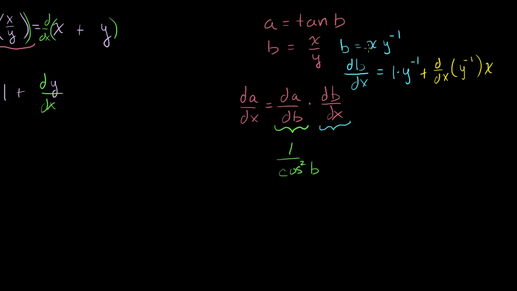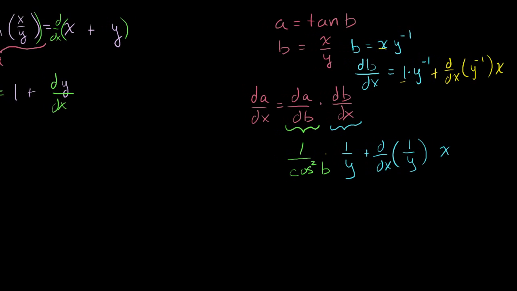Derivative of the first term, derivative of x is 1 times the second term, plus the derivative of the second term times the first term. That's all I did there. So the derivative of b with respect to x is just this thing right there. So it equals, I'll do it in the blue since I already wrote it. Derivative of b with respect to x is y to the minus 1, or 1 over y, plus the derivative with respect to x of 1 over y times x.